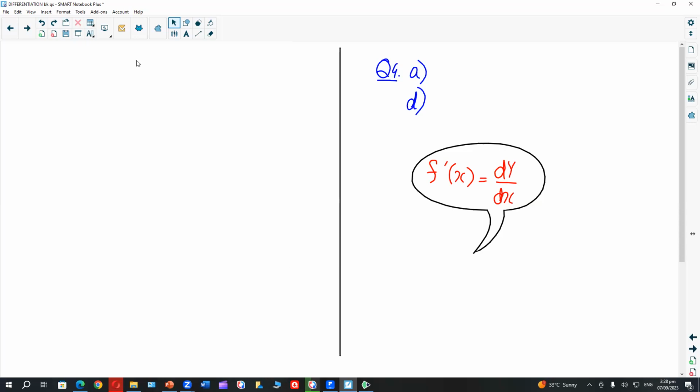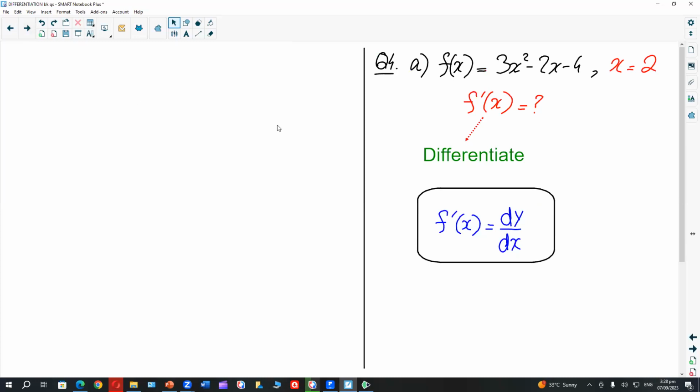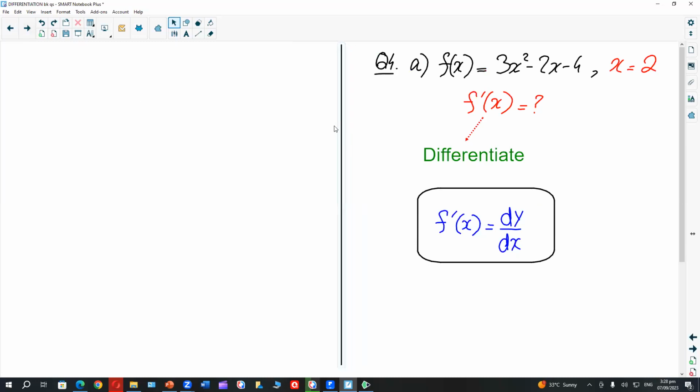Now we are doing part A. Look at the first question. Now, can you please repeat what is the meaning of this symbol? F prime x means differentiate. Good. Now you have to start this work. Copy the question.